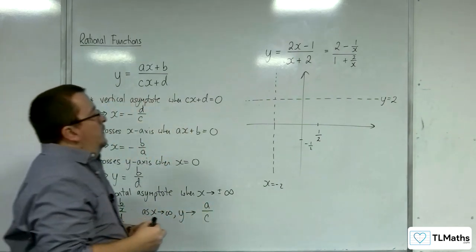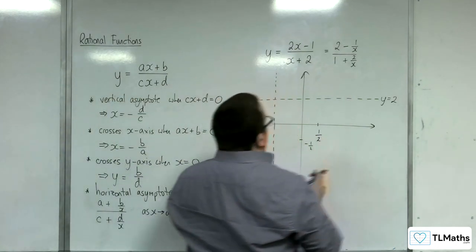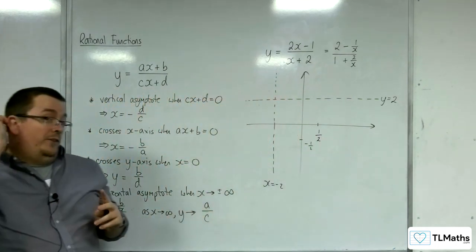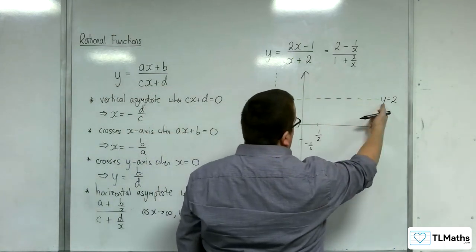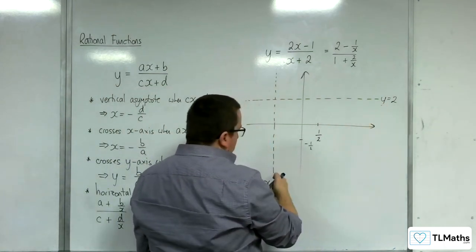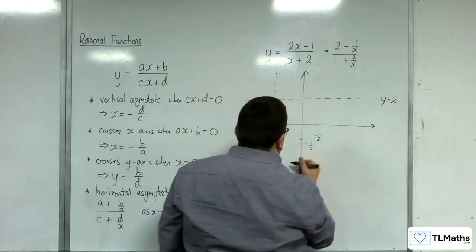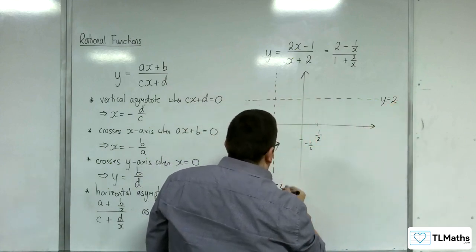Okay, so what do we have left? Well, it's kind of like dot to dot now, right? So we know it's got to go through these two points. We know it's got to tend towards that asymptote. We know it's got to tend towards that asymptote. And so it's got to come up from here.